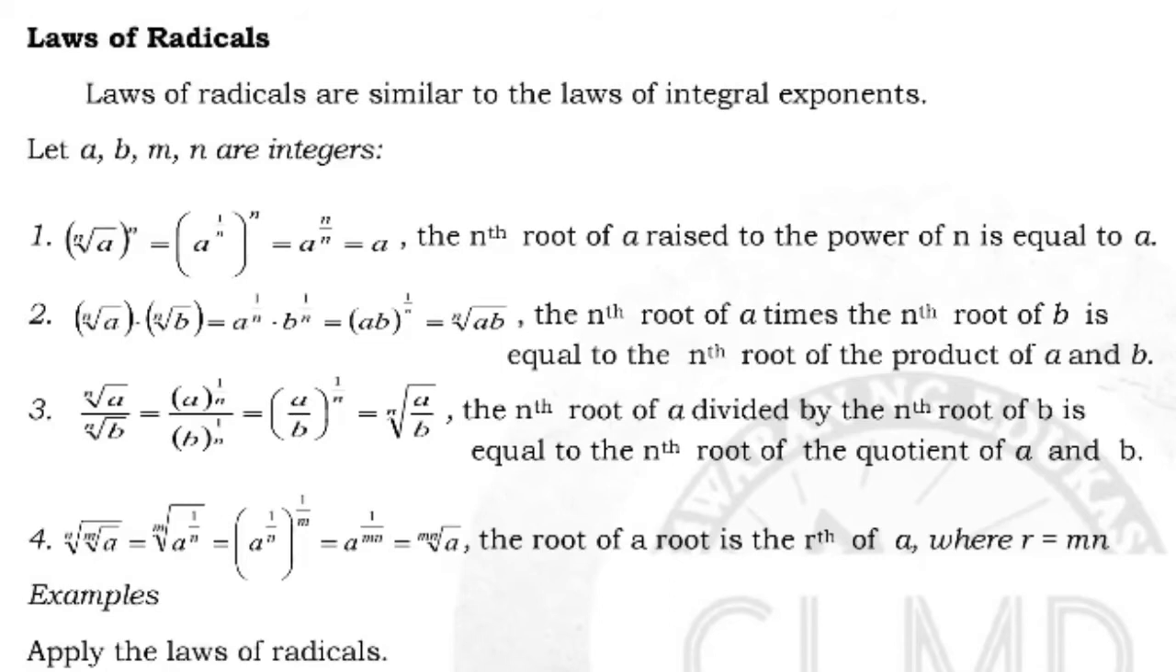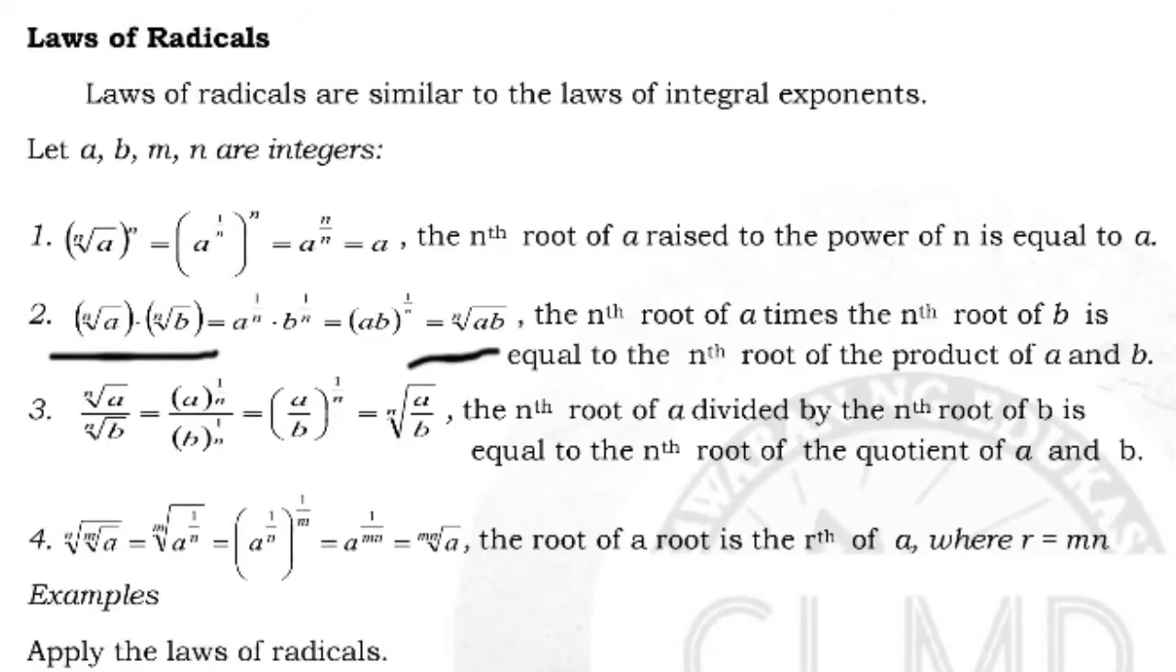Number 2, nth root of a times nth root of b equals a to the power of 1 over n times b to the power of 1 over n, equals a times b raised to the power of 1 over n, and this is equal to nth root of a times b. So simply you can have nth root of a times nth root of b as nth root of a times b. So you can just multiply the radicand.